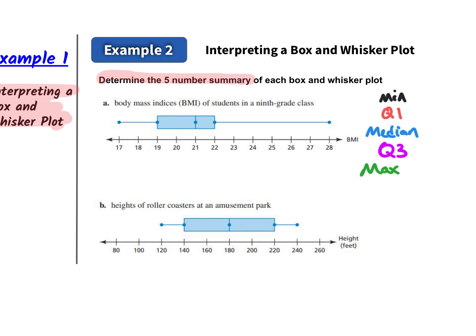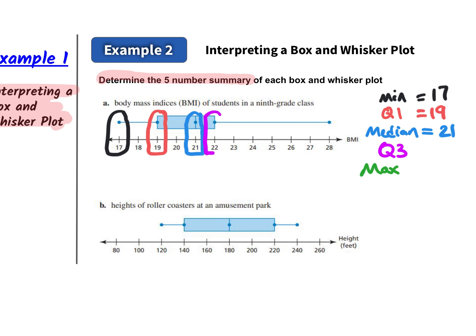Okay, so how do we find the minimum value? That's right here at the edge. We find the minimum value at 17. That's where the whisker begins. So I'm going to say minimum value is 17. The Q1 is over here where the rectangle, or the box, begins, and so our Q1 is 19. Our median is the halfway point. It's seen right inside of wherever the line is in the box, and so this one it's 21. Our Q3 would be at the edge of our box, so in this example it's 22. And then our maximum value is over here at the edge of our second whisker, which is at 28.